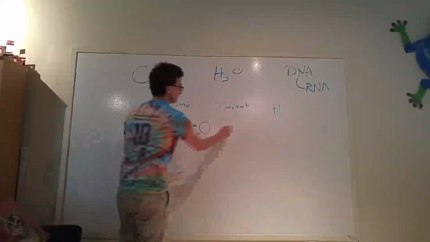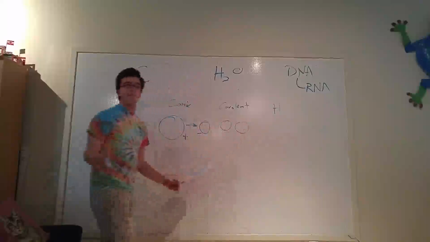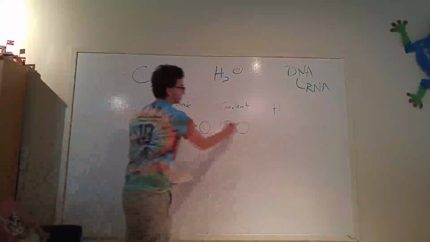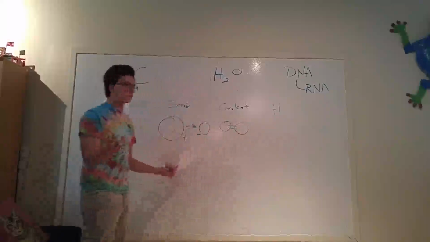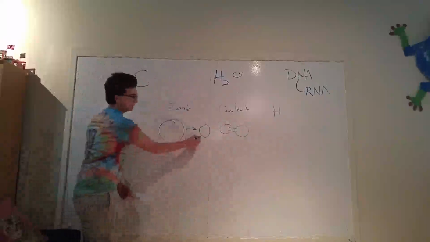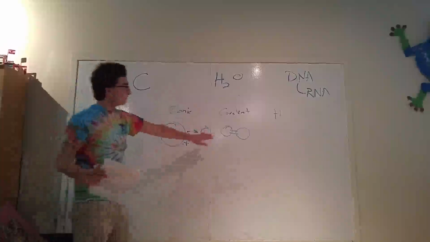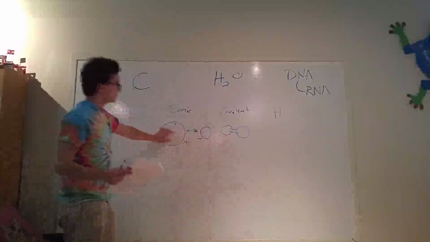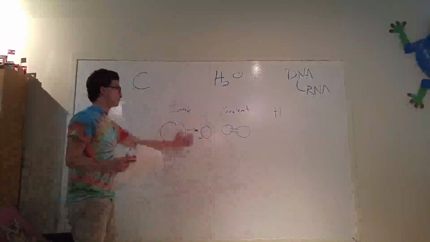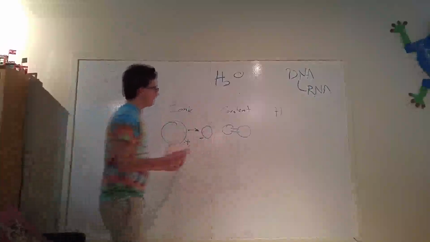Now, covalent is when two nonmetals bond, and they actually just share electrons. So there are no dipoles. A dipole is this positive or this negative. Covalent bonds are usually stronger than ionic just because they're sharing electrons rather than being attracted like that.